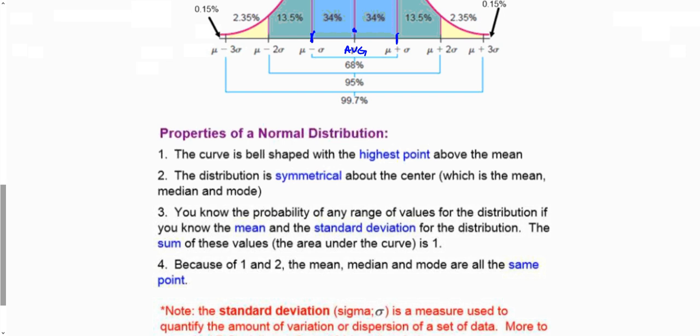The mean, the median, and the mode, when you get this bell curve, are always the same number. All three of them are going to be the same number.